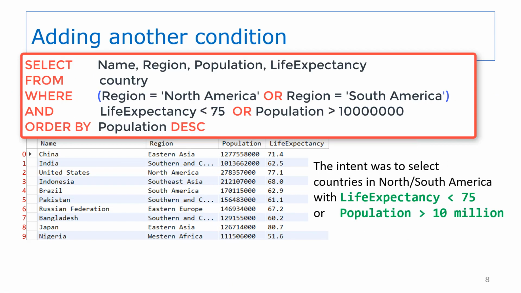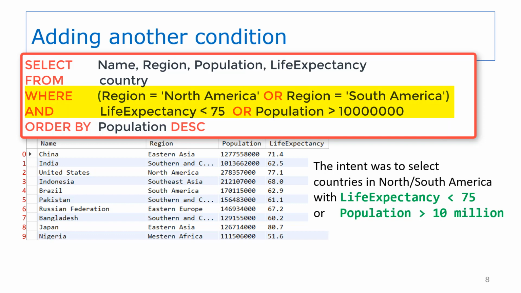Let's change the requirements a bit. Now we'll state it informally. Get all of the countries in North or South America where the life expectancy is less than 75 or where population is greater than 10 million. Using what we've learned on the previous slide, we have the country selections down. We're using the parentheses on the OR condition to override the order of precedence.